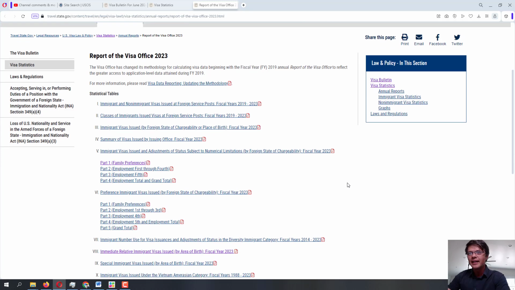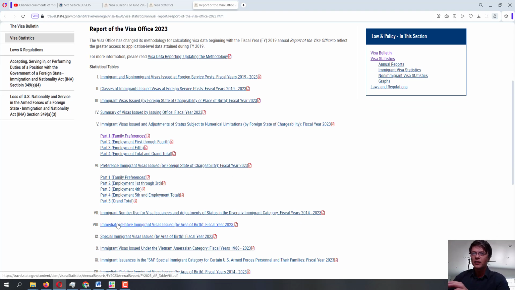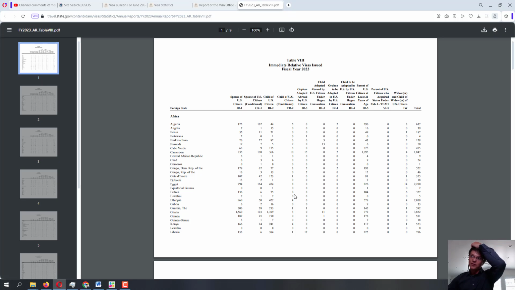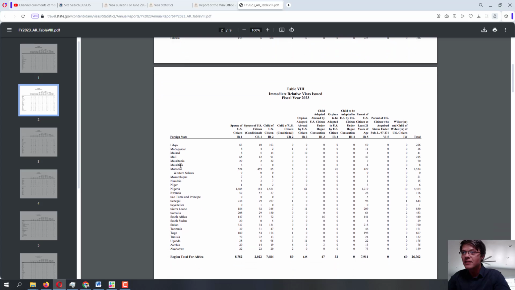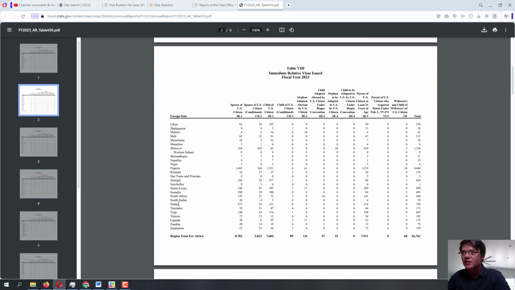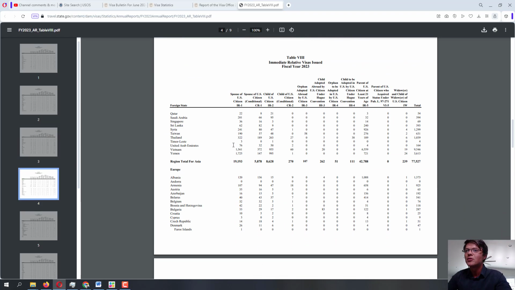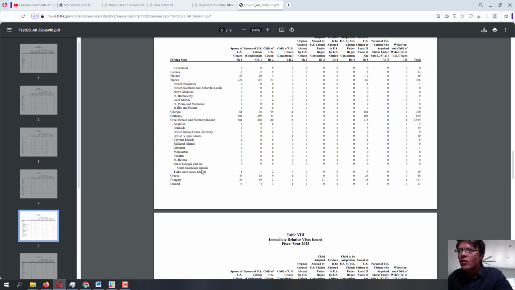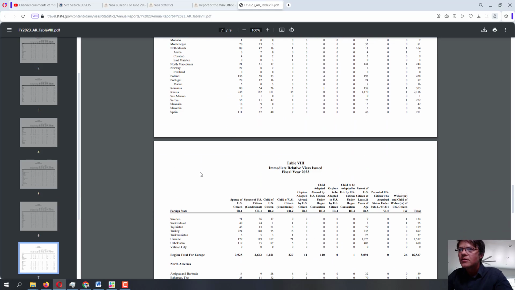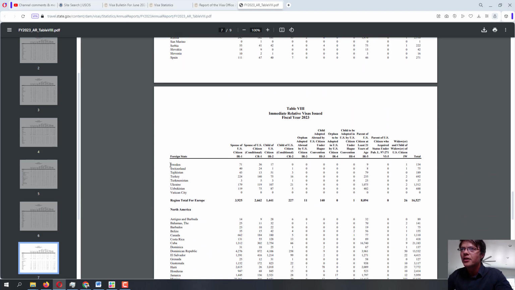So we're not looking at family preference categories, because these are 4 family preference categories that do have the limitations. We're not looking at that. We're looking at immediate relative immigrant visas by area of birth, because we're looking for the country. So there you go. Let's see if we can find Sweden. No, I don't see Sweden. Oh, that's Africa. Okay, so let's keep going up until Europe. There you go. And Sweden, there you go.